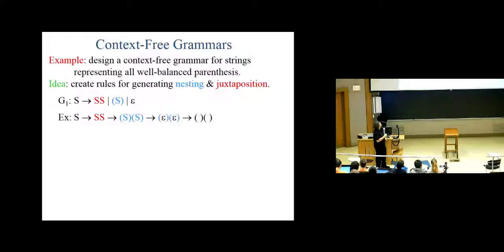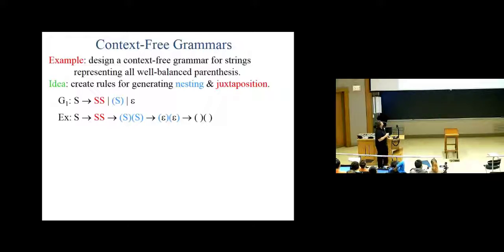S goes to SS, or to parentheses S parentheses, or to epsilon. So for example, you can derive this string here made of these parentheses. So the alphabet is left parentheses and right parentheses, not A and B, but the two parentheses. That's the alphabet. Two characters, two terminals in the alphabet.